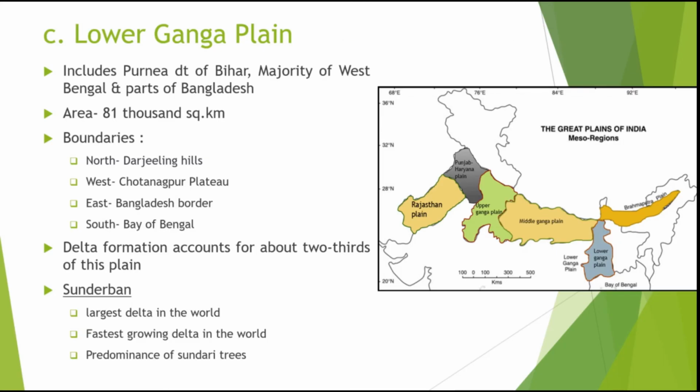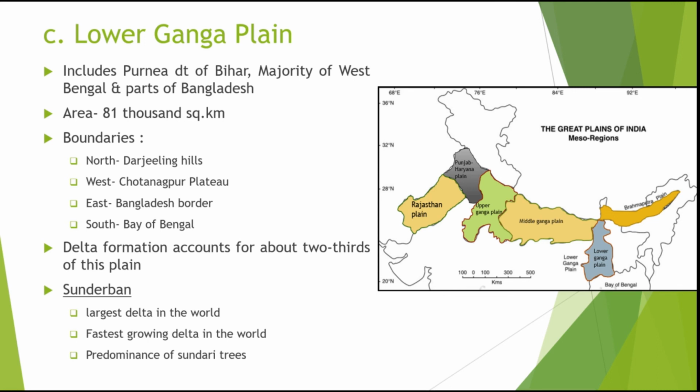The third and the southernmost division of the Ganga plain is the lower Ganga plain. It includes Purnia district of Bihar, majority of the West Bengal, and parts of Bangladesh. It covers an area of about 81,000 square kilometer. This part is bounded by Darjeeling Hills in the north, Chota Nagpur Plateau in the west, Bangladesh border in the east, and Bay of Bengal in the south.